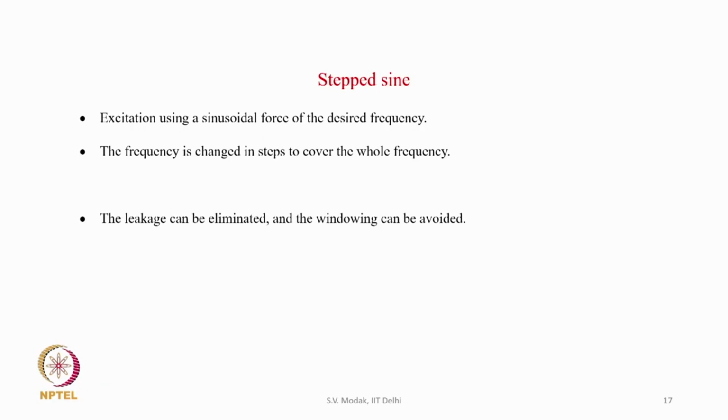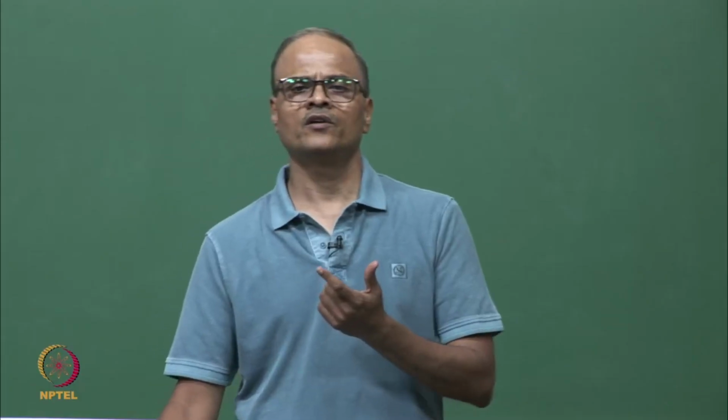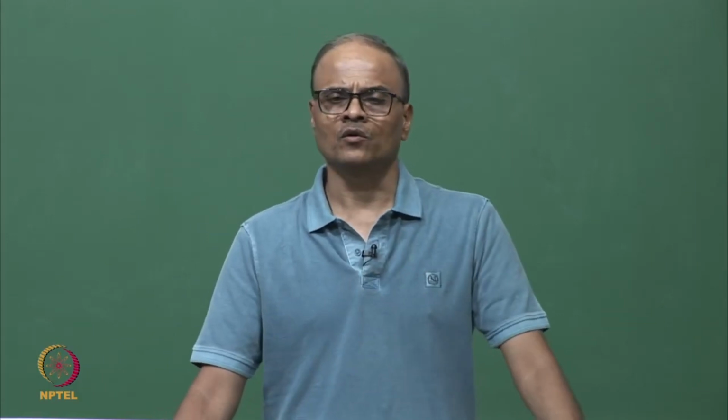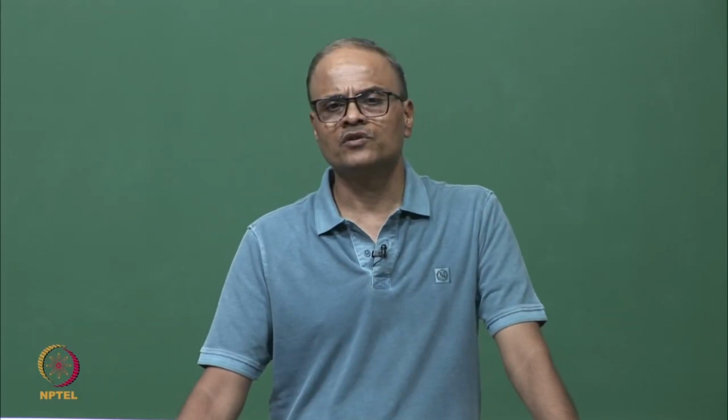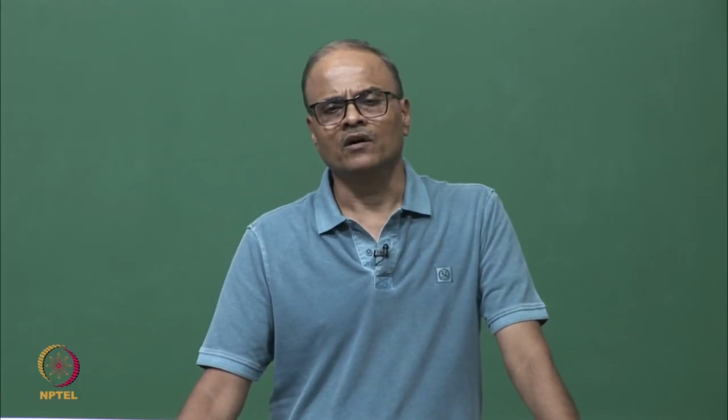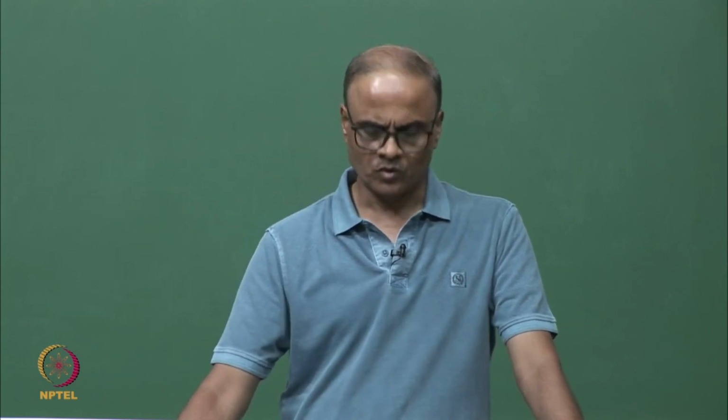So, the advantage of this strategy is that the leakage can be eliminated and the windowing can be avoided, because when we are exciting at a particular frequency, we know the time period of the excitation signal, and then we can choose the record length according to this time period, by taking the record length to be an integer multiple of the time period of the signal, and that ensures that there is no leakage and the windowing is completely avoided. So, that is the advantage.